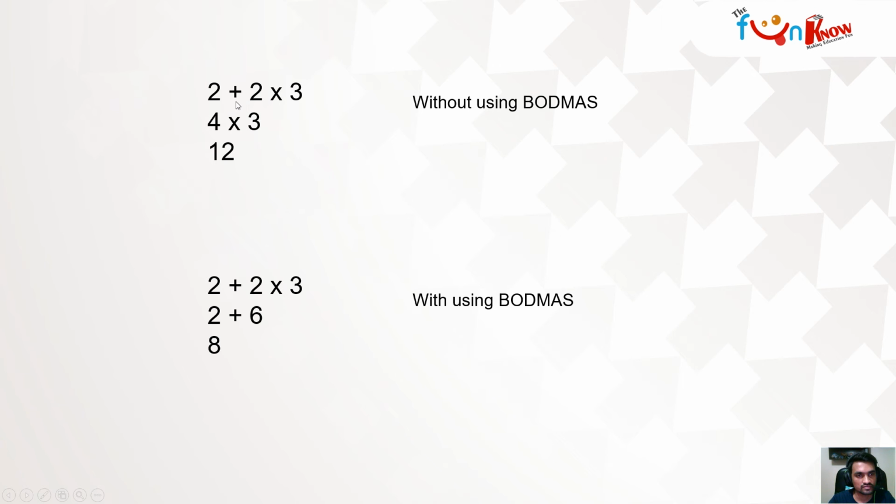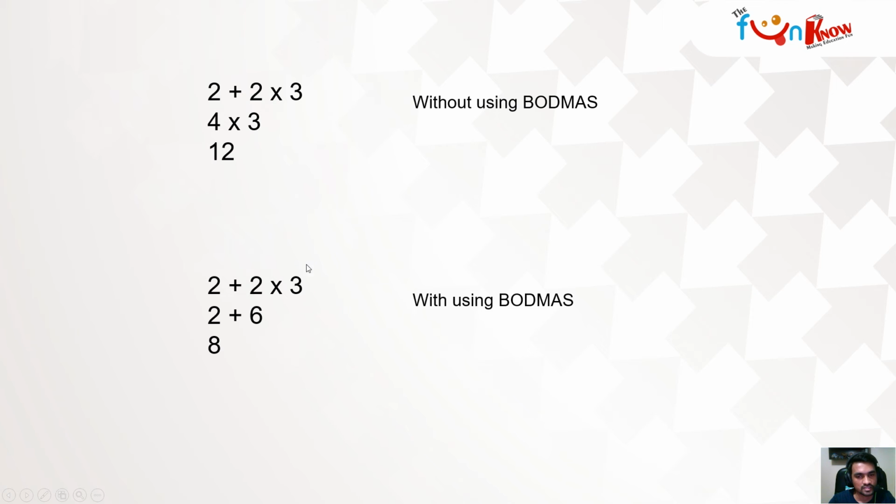What if there is more than one operator? Here you can see the expression is the same, 2 plus 2 multiplied by 3, but the answer is different. In the first you have 12 and here you have 8, because the answer changes by the way you solve it. Here 2 plus 2 was done first and then 3 multiplied by 3 gives 12. Here the multiplication was performed first and then the addition was done.